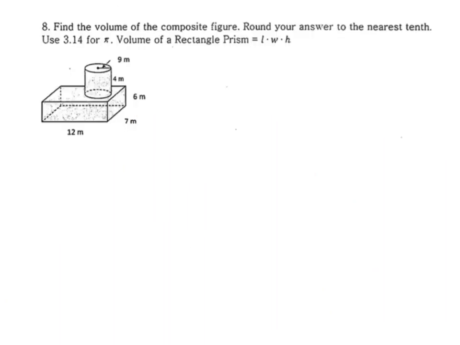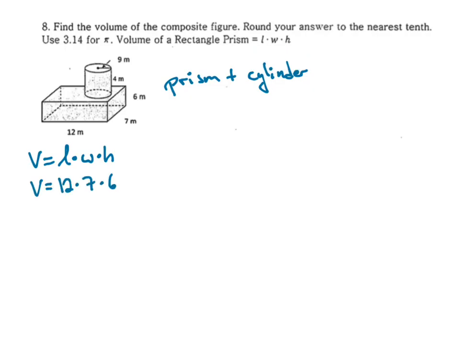There we go. Composite figure. Find the volume. What do we have? We have a rectangular prism and we have a cylinder. Oh, simple enough. We just have to add the prism plus the cylinder. That's going to give us the volume of the whole shape. So, volume of the prism first. Length times width times height. Look how nice this is. It even gives it to us in case we don't remember. So, volume equals length is 12, width is 7, height is 6. Volume equals 84 times 6. I just multiplied these two out. Now I'm going to multiply these two. Volume equals 504 meters cubed.